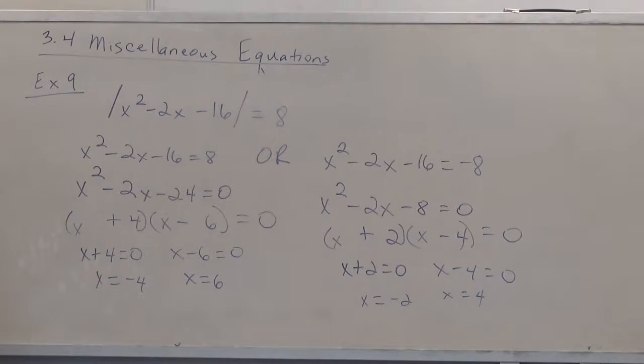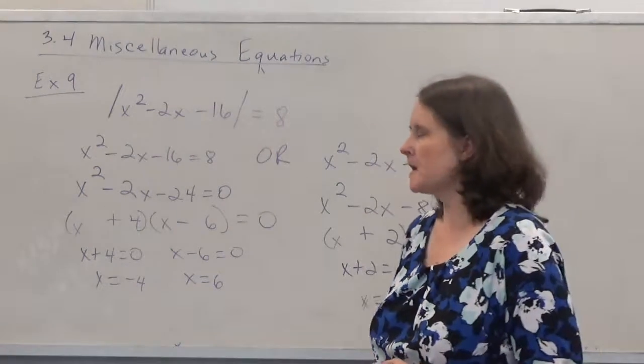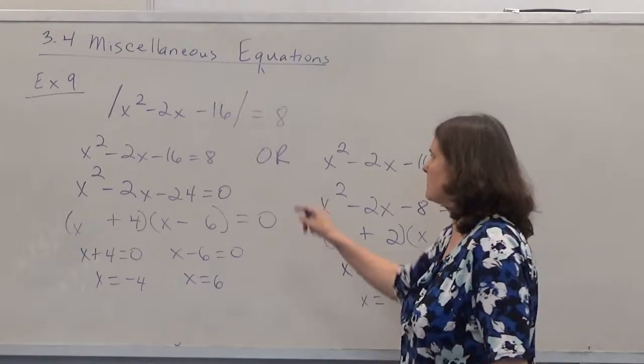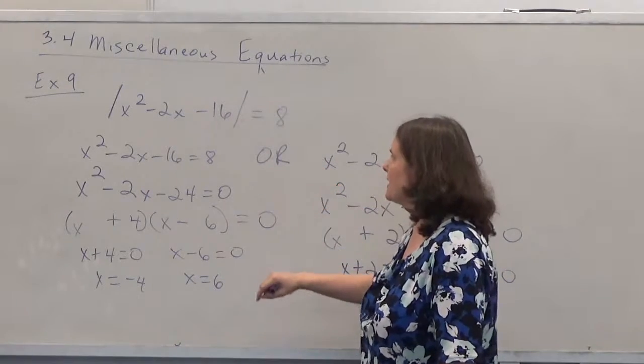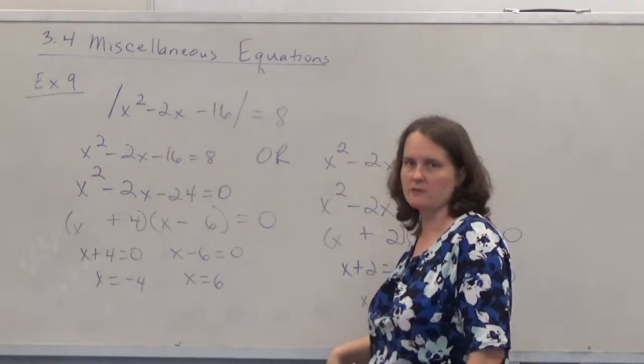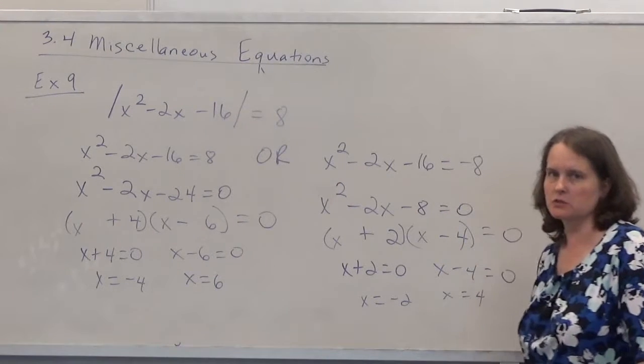We do generally say that we need to check our answers when we're doing absolute value equations. And that is true, but I know that these are going to work because I've got a positive constant. If I had had an absolute value equal to a negative constant here, then my answers would not have checked. So knowing that tells me that my answers should be good.